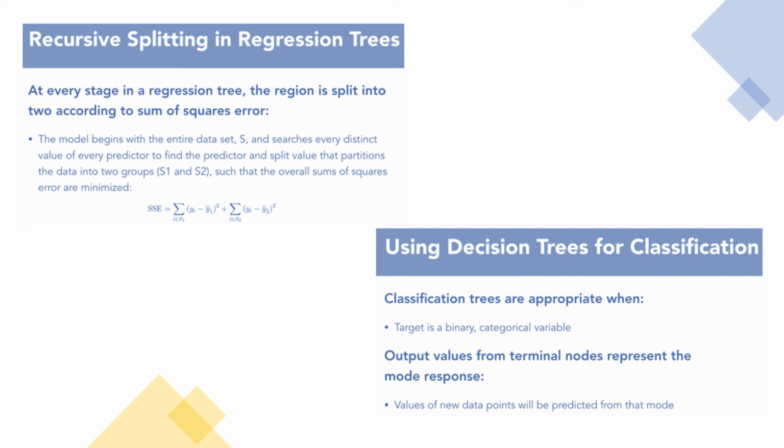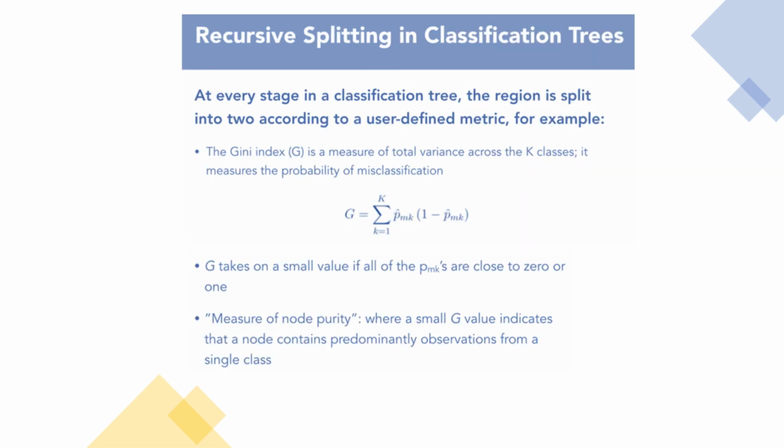that is, a categorical variable. Now, what you should know is that the output values from terminal nodes here represent the mode response, and values of new data points will be predicted from that node. Let's take a look at the mechanics behind recursive splitting in classification trees. At every stage in a classification tree, the region is split into two according to a user-defined metric, for example, the Gini index. This is a measure of total variance across the K classes. It measures the probability of misclassification.